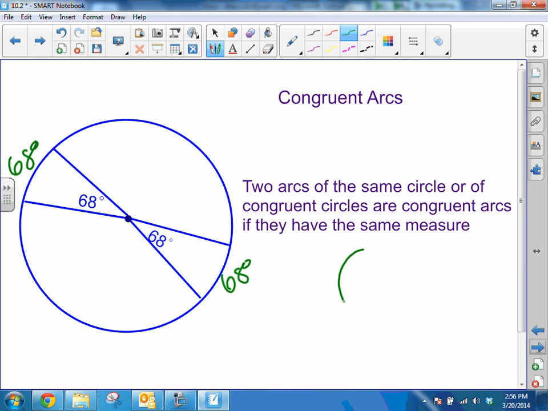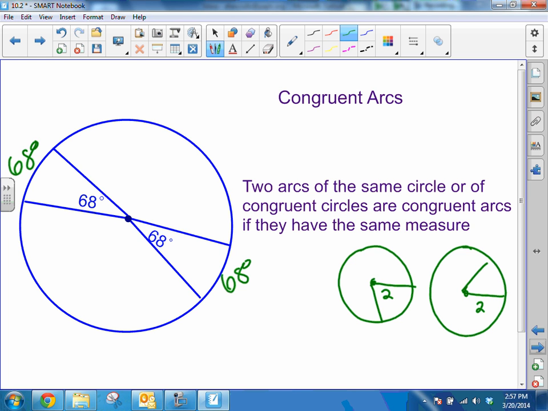You could have two of the same size circles, but you just have to pay attention to their radii. So let's call both of those 2. And then I could have this one like that, this one like that. But as long as their arcs are the same, they're congruent, but in 2 different spots. Yep, they do. So they do have to be congruent circles to have congruent arcs.